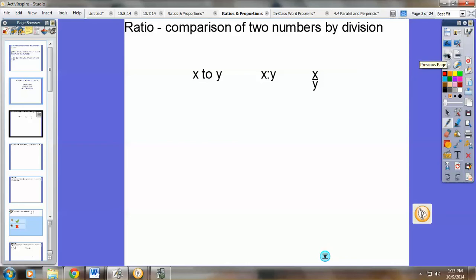Remember, a ratio is a comparison of two numbers by division, and a proportion is an equation stating that two ratios are equal.